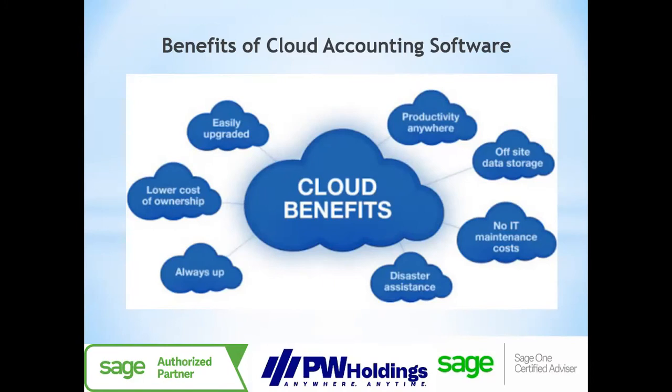Compared to server-based software, cloud-based software has a much lower cost of ownership. Sometimes with server-based software, we need to spend millions to purchase, but cloud software is lower cost. Then, cloud-based software is always up. You can work anywhere and anytime. If you install server-based software in your office, it's difficult to log in if the server is not available or if your office is closed. But in cloud-based software, you can work from anywhere and anytime.